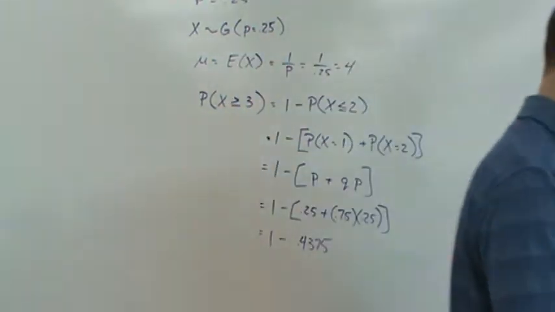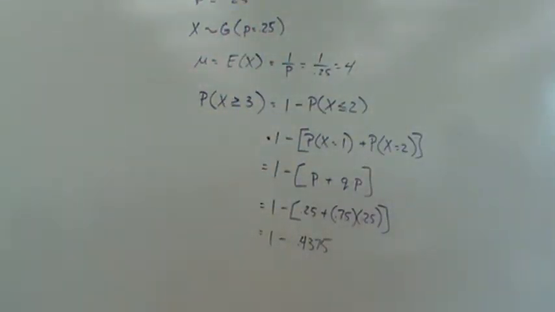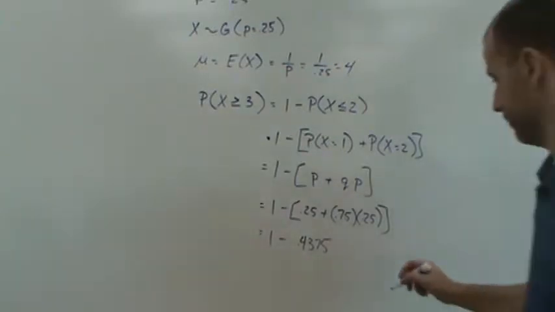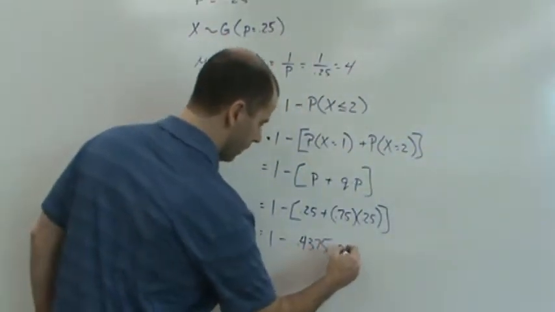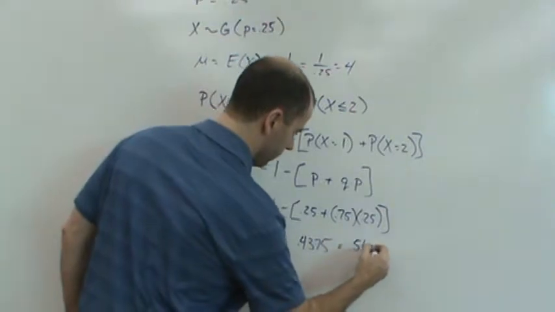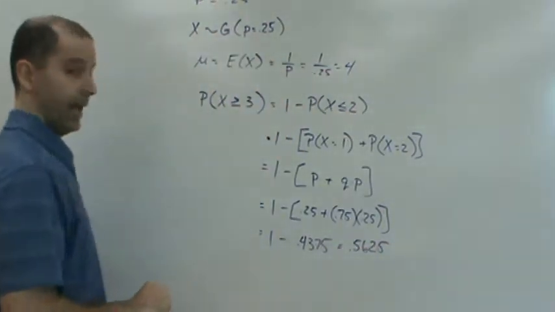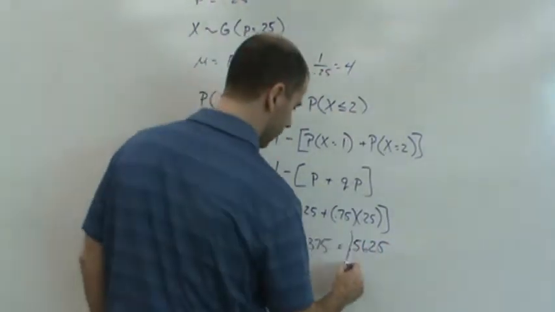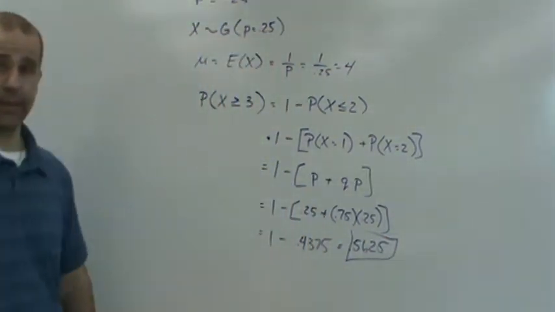And now all we have to do is subtract that from 1. And we get, obviously, 0.5625, right? And that's it. We're done. See how easy that was?